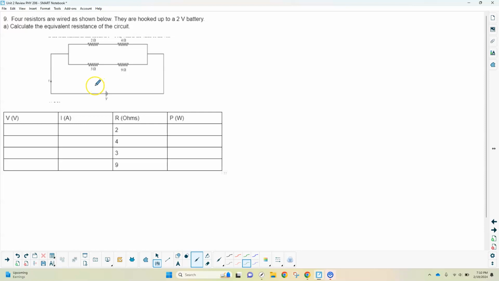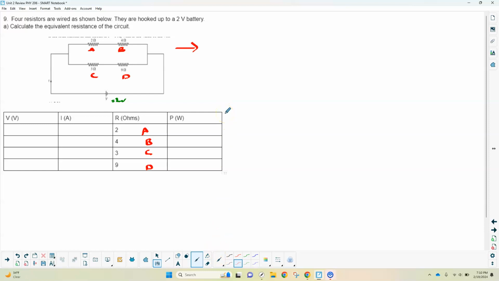So in this one, we have 4 resistors hooked up to a battery, which is only 2 volts. I'm going to label the bulbs here. So I labeled them A, B on the top line. So A is the 2 and B is the 4. And then C, D for the 3 and the 9. So I'm just going to write their letters in here. So that was bulb A, or resistor A, resistor B, resistor C, and resistor D. So what we need to do is we need to find the equivalent resistance and again fill in the chart.